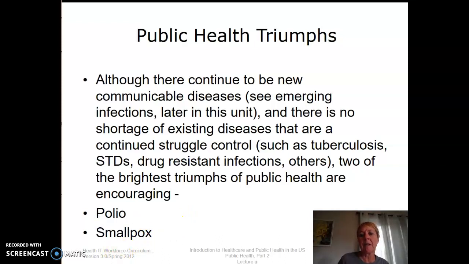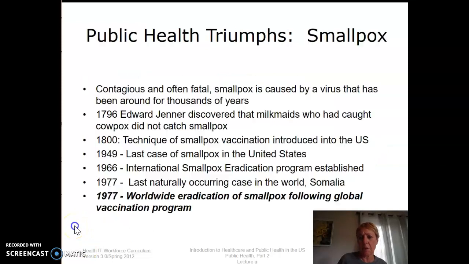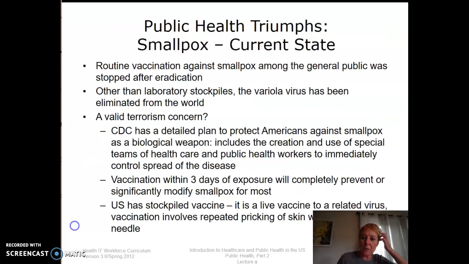The triumphs in public health, again, better antibiotics, overcoming polio, and overcoming smallpox. And that one I'm not going to go into for smallpox. And the current state. Now here's the issue. Now that some diseases have been eradicated, doesn't mean they're gone, okay? So vaccinations are very important, especially after eradication. They don't vaccinate for smallpox anymore because there hasn't been a need. But there are lab stockpiles, so other than that, the virus is gone.